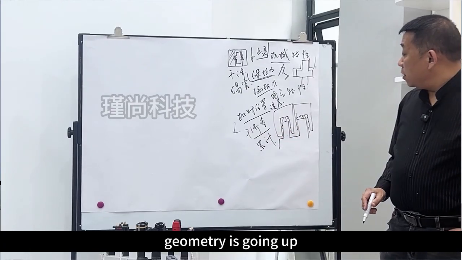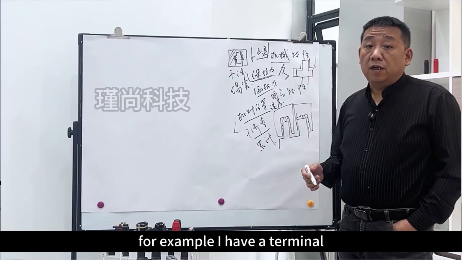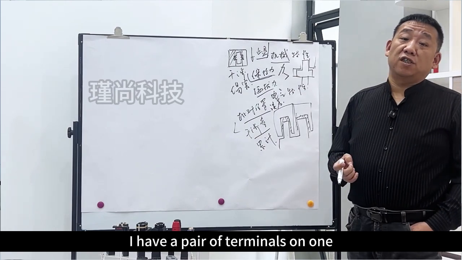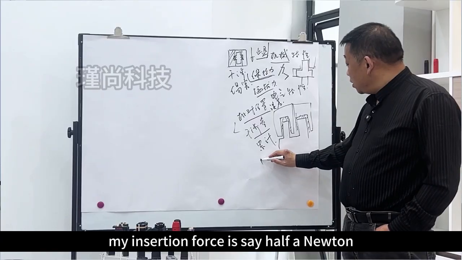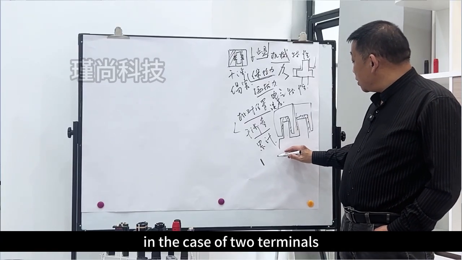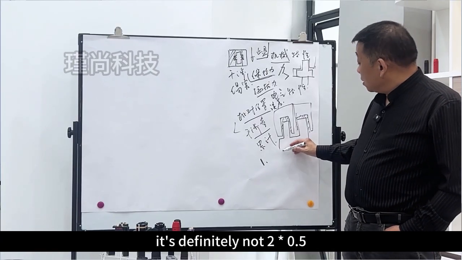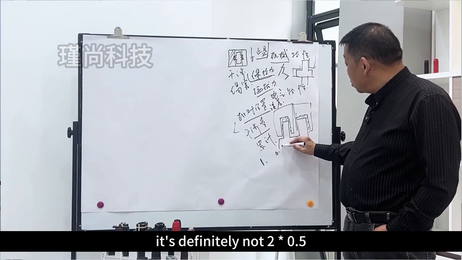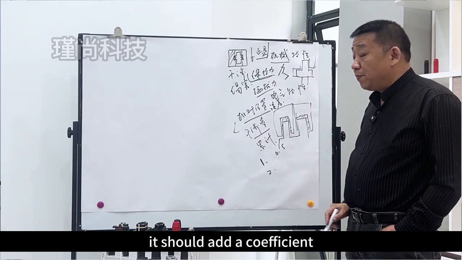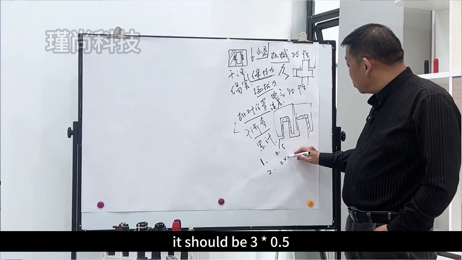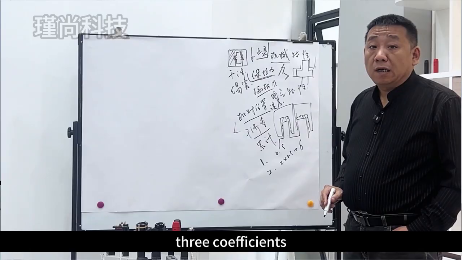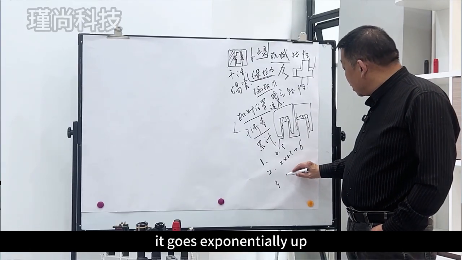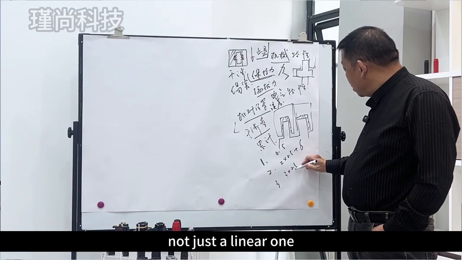It goes up geometrically. For example, with one terminal, my insertion force is, say, half a newton. In the case of two terminals, it's definitely not 2 times 0.5; it should add a coefficient. In the case of three, it should be 3 times 0.5 with the coefficient added at the same time. It goes up exponentially, not just linearly.